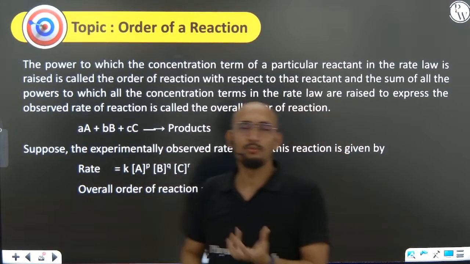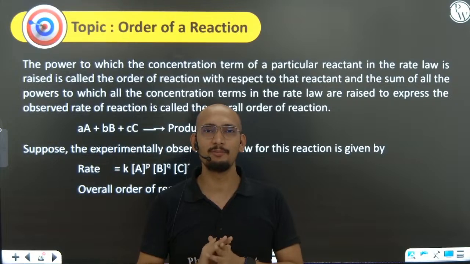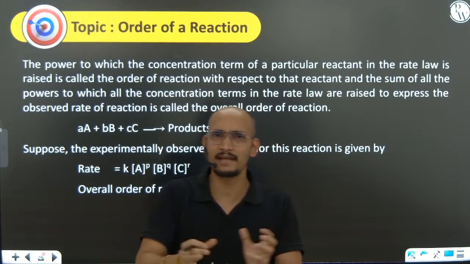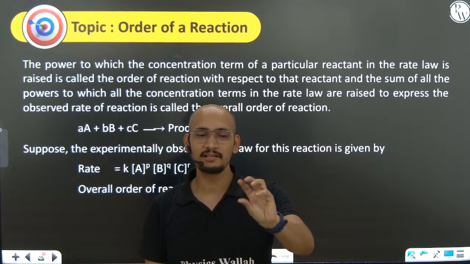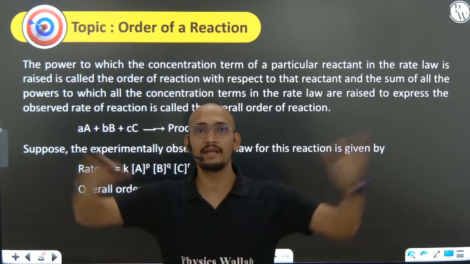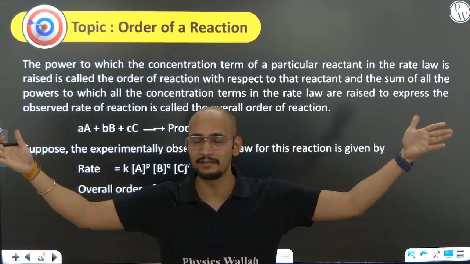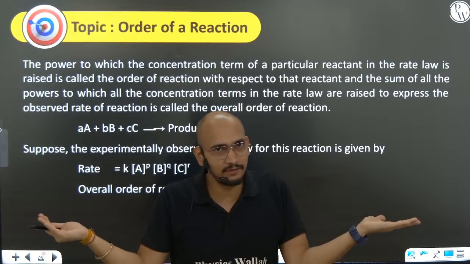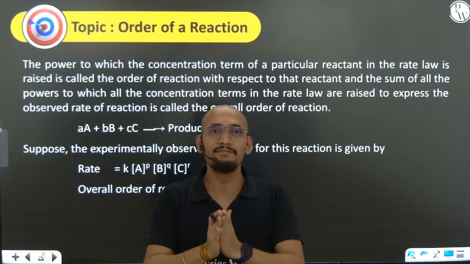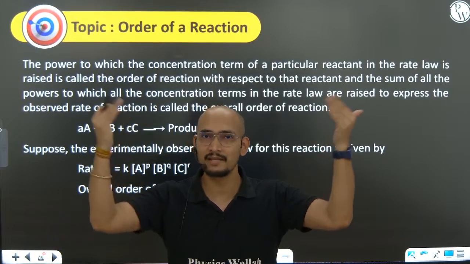What this order tells you is how sensitive the rate of reaction is with respect to any reactant. If I change the concentration of any reactant and the rate of reaction changes by a very large quantity, you will say that it is very sensitive, so its order will be high. It may be positive, it may be negative, that's a different thing. But if the change is high, we'll say that the order of reaction is high.